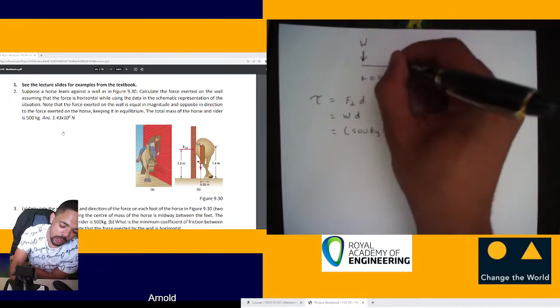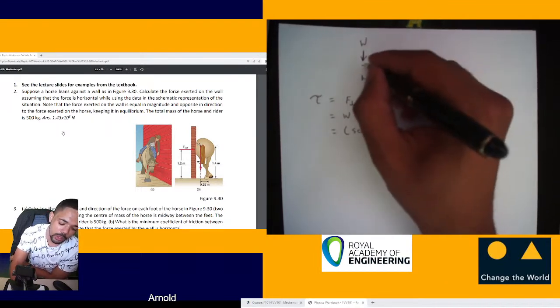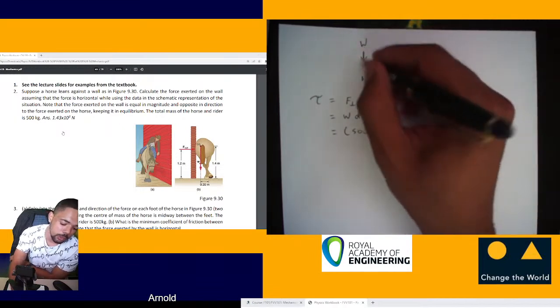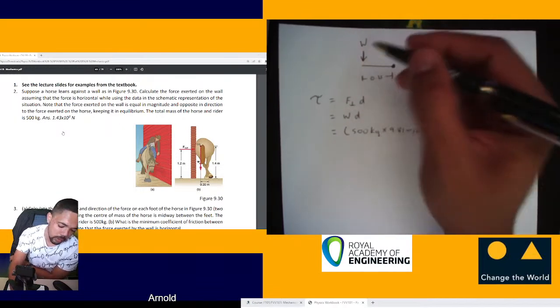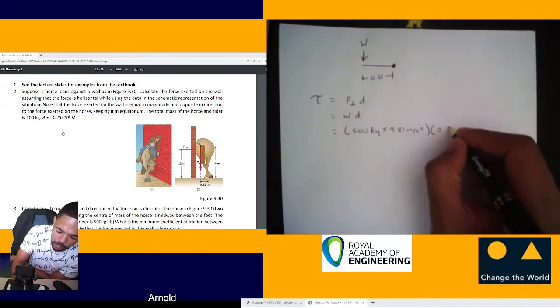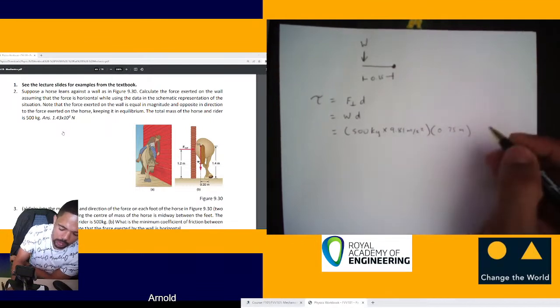Like, it's easier to draw it this way. This is the toe of the horse. That is where the weight of the horse is acting. Okay, because we've done torque problems in this manner. So it'll be 500 times 0.3. Let me just finish this, meters.